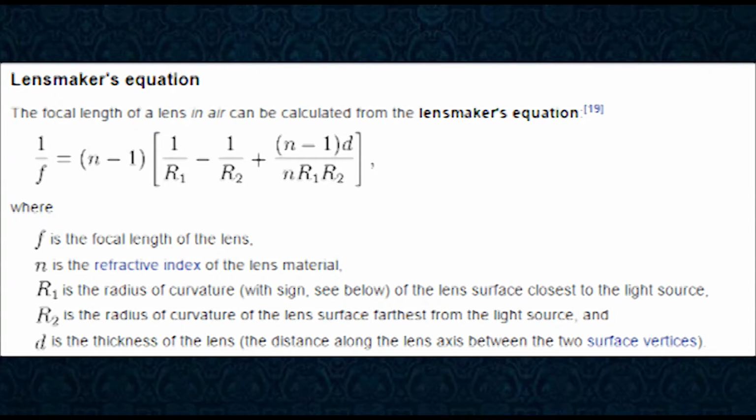Hans Busch proposed that cathode rays, that is to say electron beams, could be focused by magnetic fields in the same way that light can be focused by transparent lenses. Furthermore, he showed that the lensmaker's equation, shown here, could be applied to electrons as well under certain conditions.